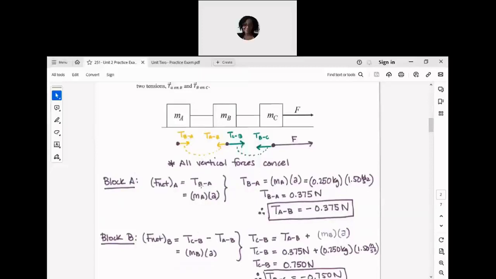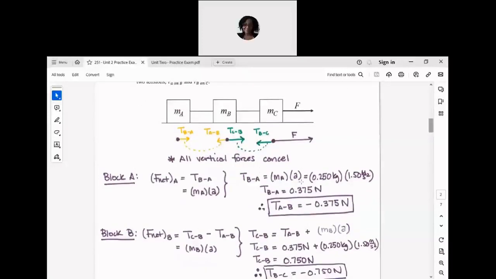That has to be equal to mass times acceleration, where there's no subscript here because the acceleration is the same for all three blocks. Solve for TB on A. We get 0.375 newtons. The question is asking us for TA on B, so I know that that particular force is going to be the same magnitude, but just in the negative direction.